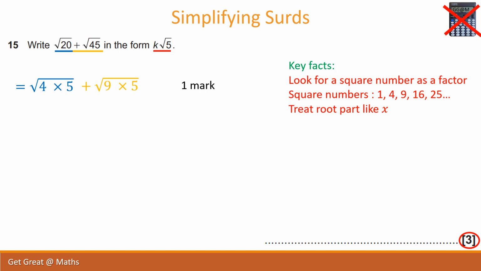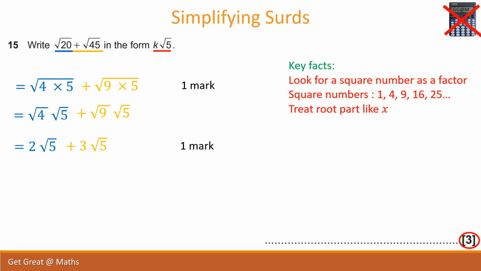Now we can separate these 2 square roots. So root 4 times 5 is the same as root 4 times root 5. I could do the same on the second term in yellow. So root 9 times 5 is the same as root 9 times root 5. So we can just separate them off. Now the reason we do this is so we can look at the square roots separately. So the square root of 4 is 2, so I can write root 4 times root 5 as 2 root 5. The square root of 9 is 3, so I can write that as 3 root 5. From here, that gives me my second mark.